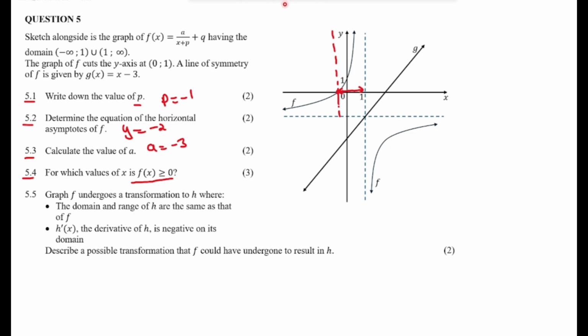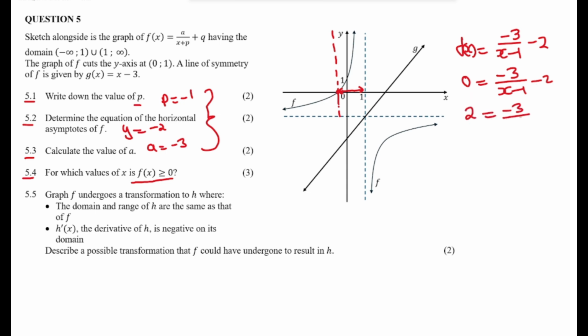Let's find the x-intercept. From these three questions, we found that the equation of f of x is therefore -3 over x minus 1, and then minus 2. We can find the x-intercept where there's y, put 0. 0 is equal to -3 over x minus 1 minus 2, and then we can add 2 on both sides of the equation. 2 is equal to -3 over x minus 1, and then you can multiply by x minus 1 on both sides of the equation, or cross multiply. You get 2 times x minus 1 is equal to -3.